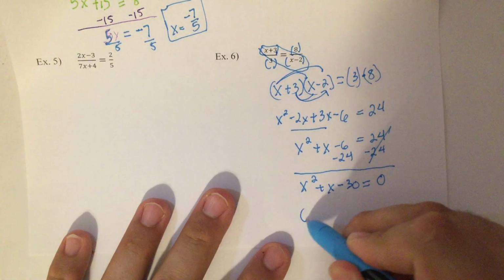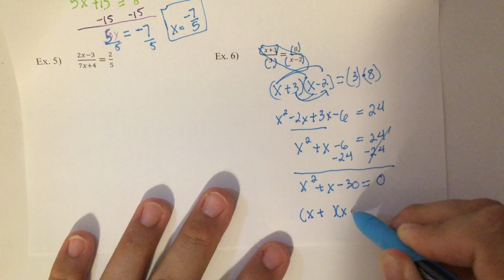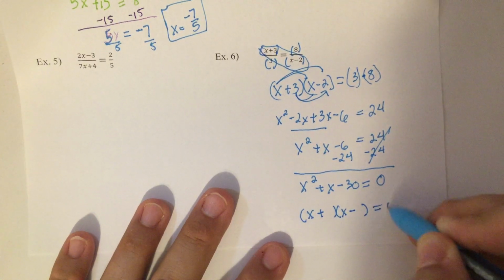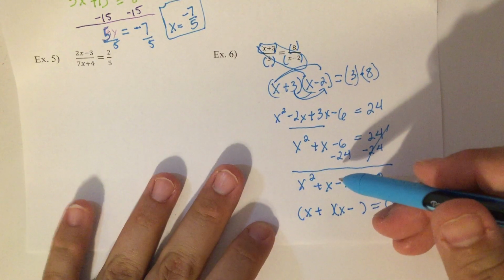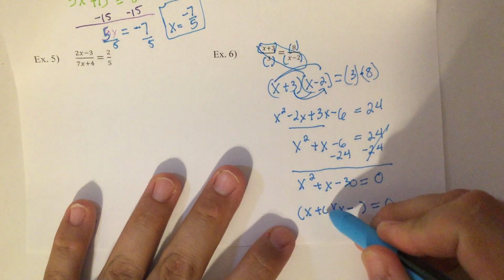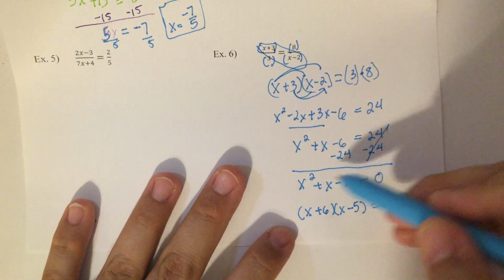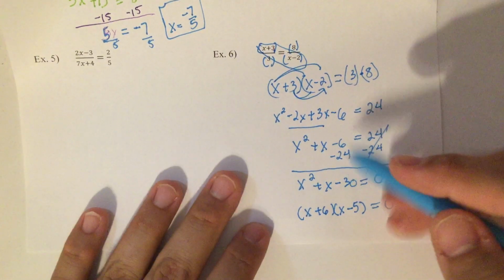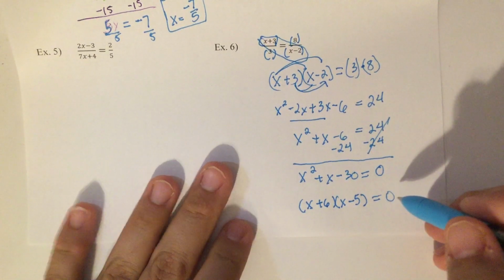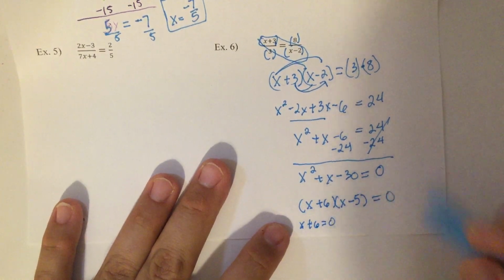I'm going to have x plus times x minus equals 0, right? Factors of negative 30 that add up to 1 are 6 and 5. That gives me a positive 6 and a negative 5. 6 times negative 5 is negative 30. 6 plus negative 5 is a positive 1. So there's my 2 factors. So since these are my solutions, I set them equal to 0. X plus 6 equals 0, right?